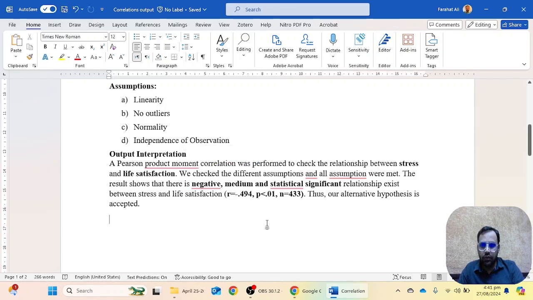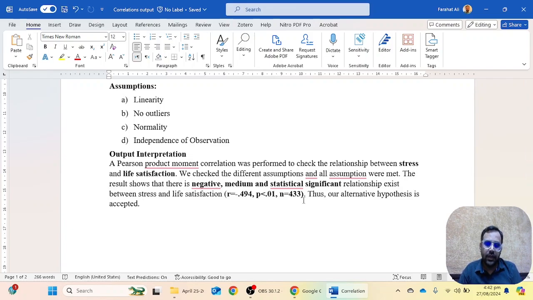The result shows that there is a negative, medium, and statistically significant relationship between stress and life satisfaction, or small. You can write it as r equals minus 0.494, p less than 0.01, and n equals 433. Here n shows the sample size. Thus, our alternative hypothesis is accepted. So this is the interpretation.